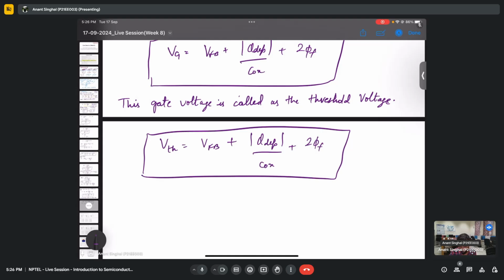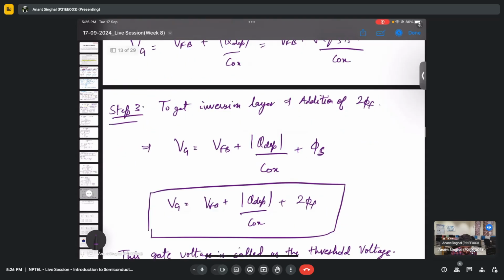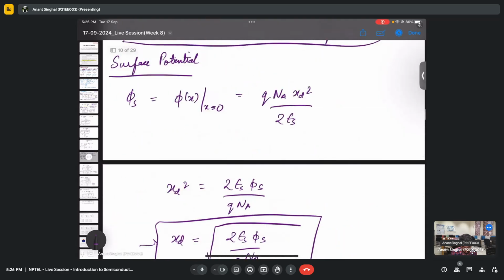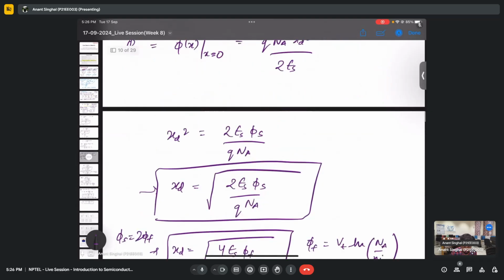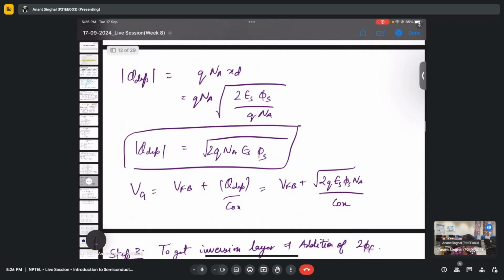And you can write Q depletion in terms of what we have just derived, the square root expression and other things. So is it clear? The whole depletion width and all. And the band diagram, I hope it was clear earlier also.